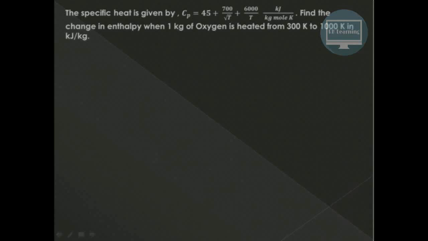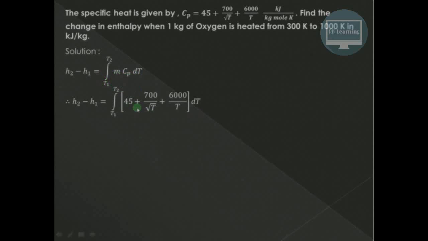So suppose the specific heat of a gas is given by this particular expression as shown over here, and we have to find out the change in enthalpy when 1 kg of oxygen is heated from the temperature 300 Kelvin to 1000 Kelvin, and that value we have to calculate change in enthalpy in kilojoule per kg. The change in enthalpy is given by m Cp delta T.